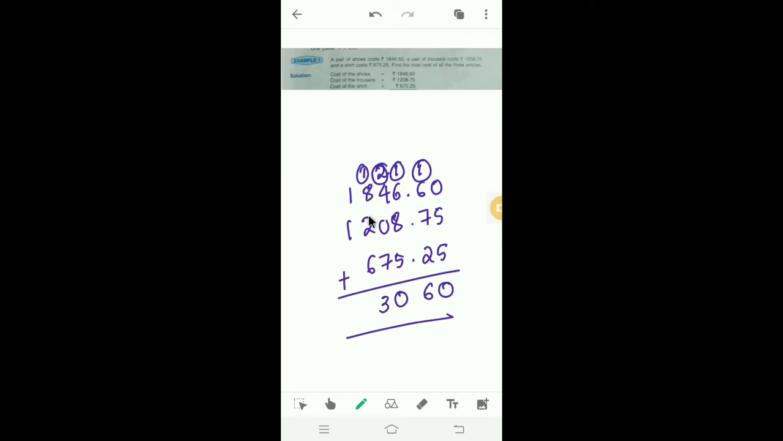1 plus 8 is 9, 9 plus 2 is 11, 11 plus 6 is 17. So I will write 7 here and 1 carry. Next 1 plus 1 is 2, 2 plus 1 is 3. So the answer is: total cost is equal to rupees 3730 60 paise.